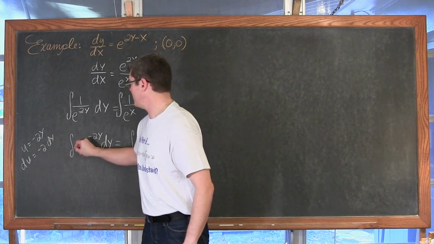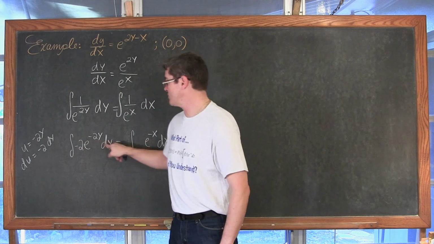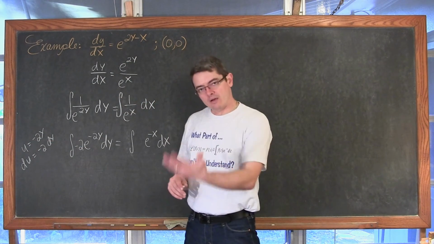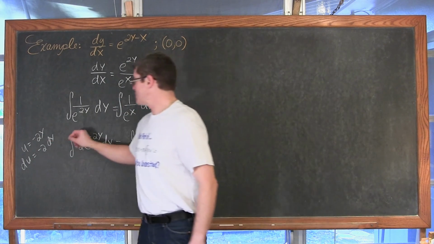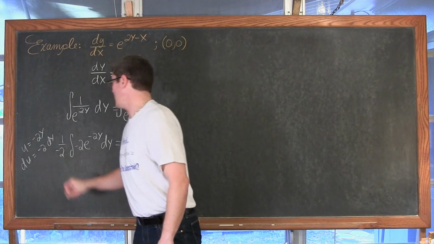So I'm going to go ahead and introduce that multiplication of -2 here and create that -2 dy that we have here. But then I need to counteract that, so we'll have a multiplication or division of -2, or multiplication of 1 over -2 out front.